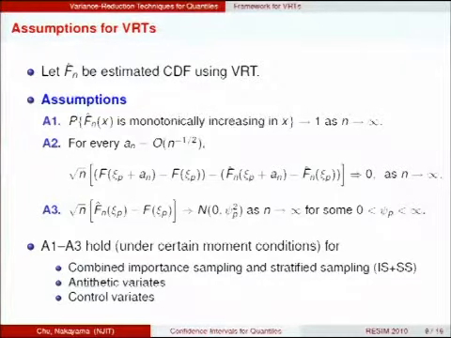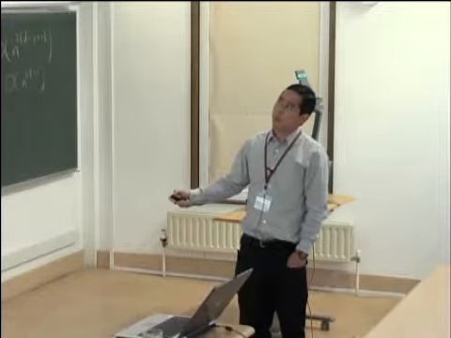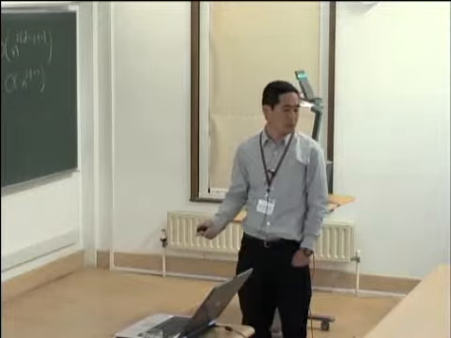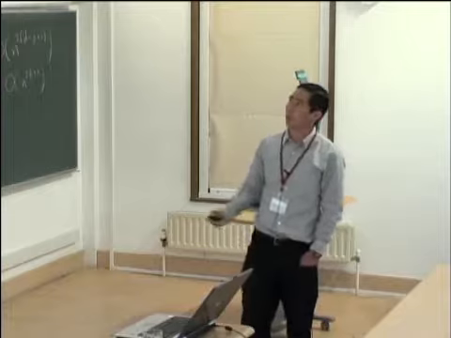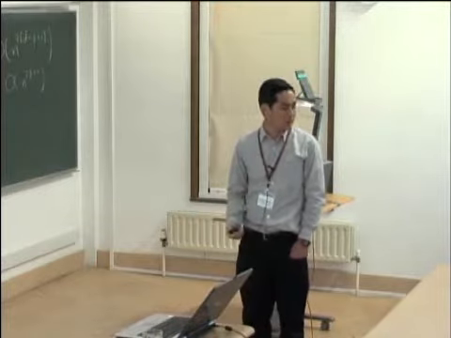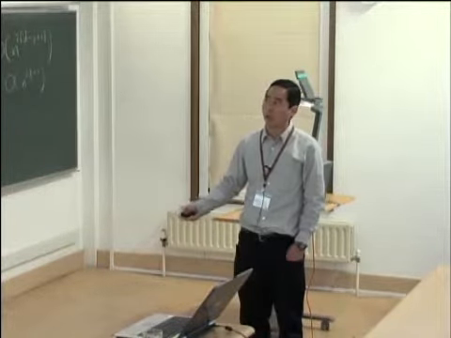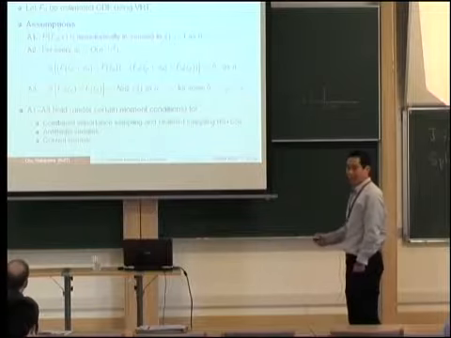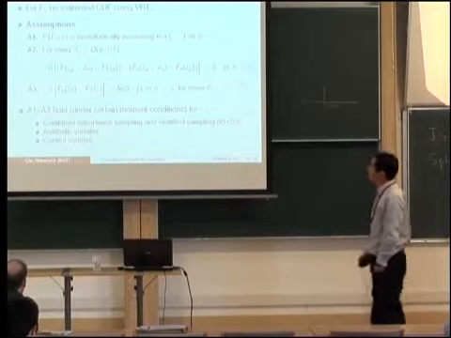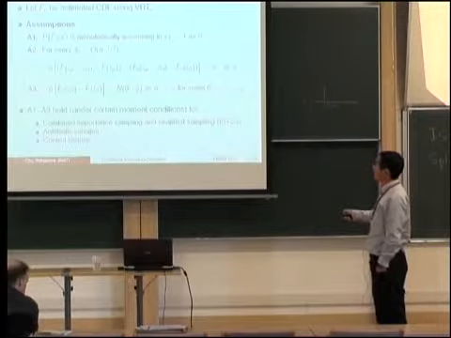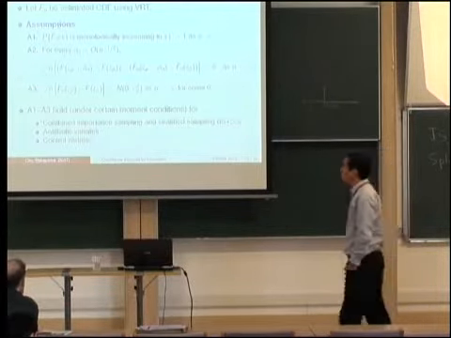So the first assumption was that the probability that the estimated CDF is monotonically increasing in x has to converge to 1 as n goes to infinity, as the sample size gets larger and larger. So notice that we actually allow for the estimated CDF to not be monotonically increasing. And that's actually the case that can occur with control variates. When you're applying control variates, you're not necessarily guaranteed that the estimated CDF is monotonically increasing. However, it does turn out that the probability that it's monotonically increasing will converge to 1.